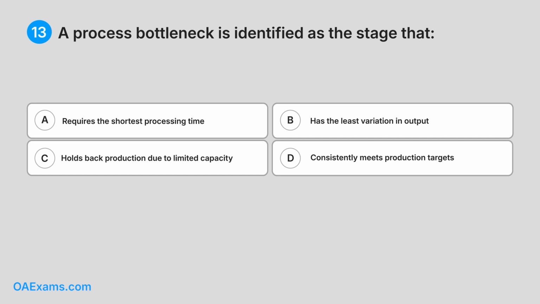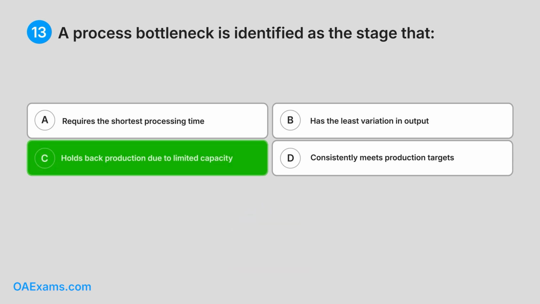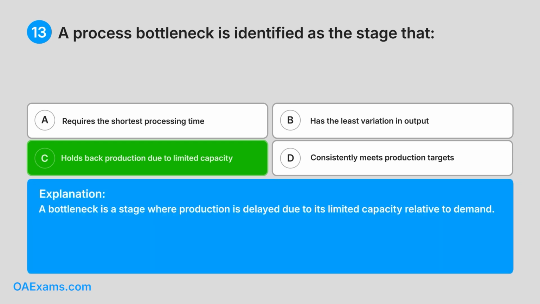B. Has the least variation in output, C. Holds back production due to limited capacity, D. Consistently meets production targets. What do you think is the answer? Correct answer, C. Holds back production due to limited capacity. Explanation: a bottleneck is a stage where production is delayed due to its limited capacity relative to demand.